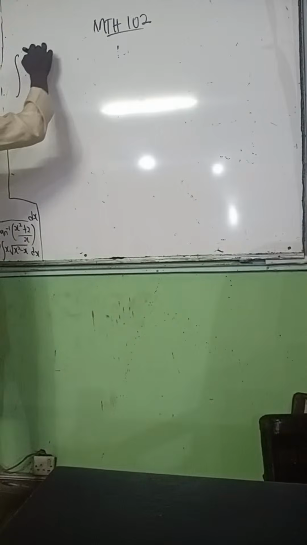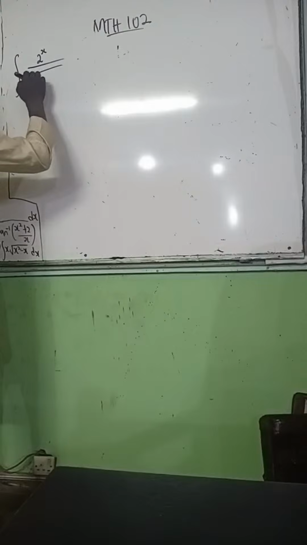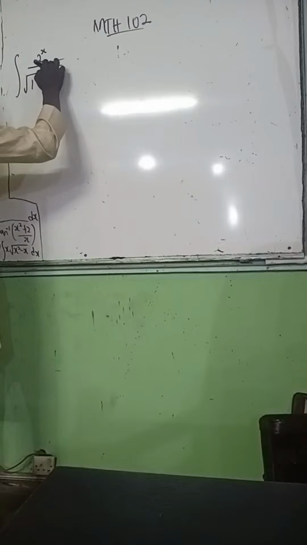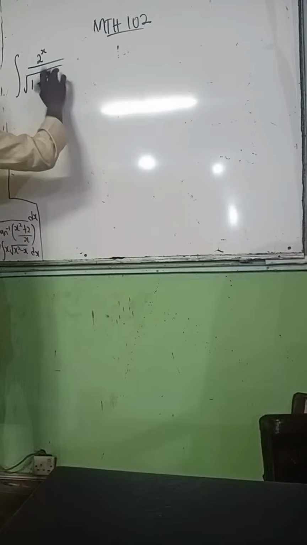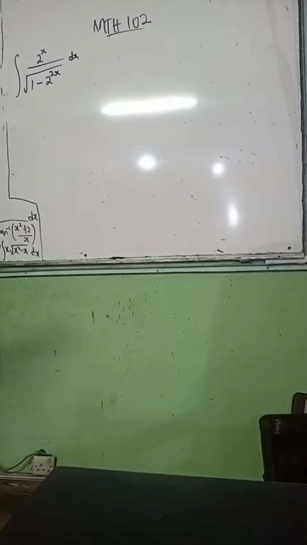Let's go. We have integral of what? 2 raised by x divided by square root of 1 minus 2 raised by 2x dx. Have it? Right? What do you think should be u? 1 minus 2 raised by 2x. Are you sure? What should be u?